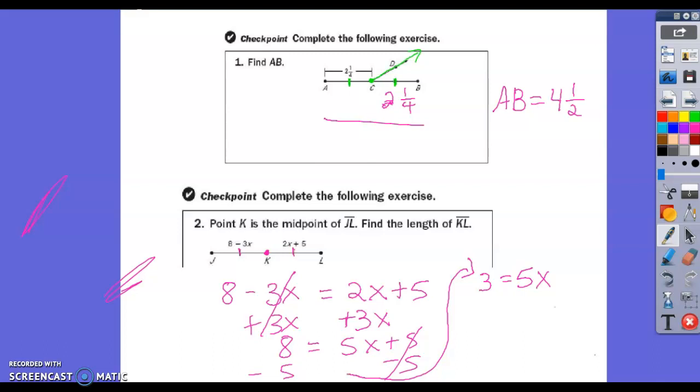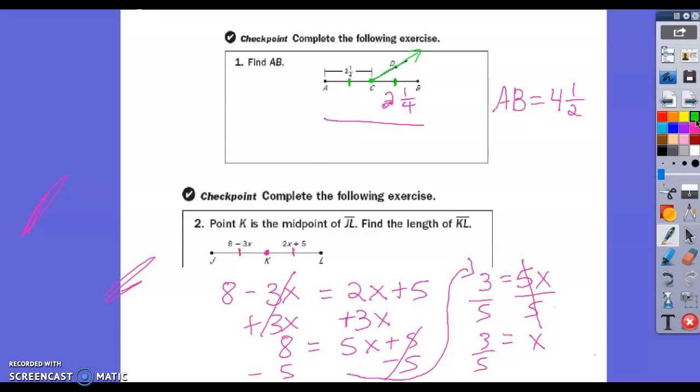Okay, now that we have 8 minus 5 is 3 equals 5x, we have to isolate that x. The x is currently being multiplied by 5. The opposite operation of multiplying by 5 is dividing by 5. Both sides, 5 divided by 5 is 1, so that's just 1x equals 3/5. Boom, you're done. Now let's read the problem again and make sure we answered the question. Sometimes they do ask for the value of x, and we would be done. But today we are not done because it says find the length of KL.